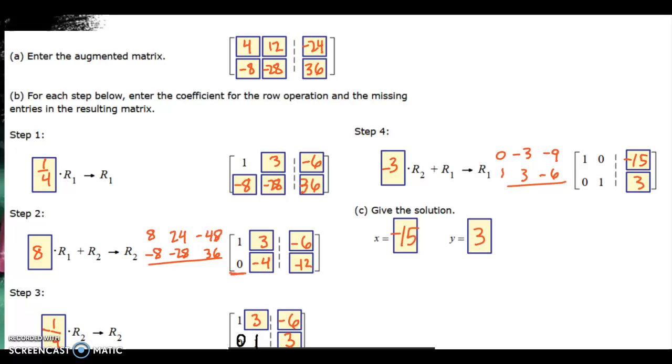So there's another example with more of a fill-in-the-blank type puzzle of Gauss-Jordan elimination.